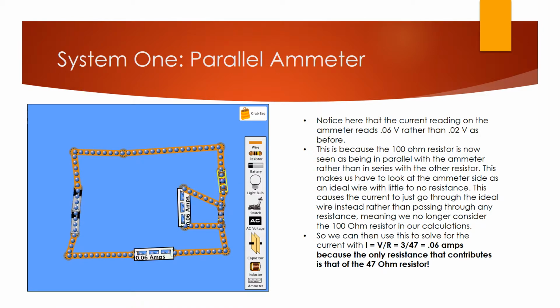Now, interestingly, when we put an ammeter across from a resistor, we notice that the resistance of that resistor is canceled out. This is because the ammeter creates an ideal wire that the current would rather flow through, so the resistance need not be taken into consideration. This explains why our current is read as 0.06 amps, as we're only taking into consideration the 47 ohm resistor. So 3, the voltage, divided by the overall resistance 47 equals 0.06 amps.